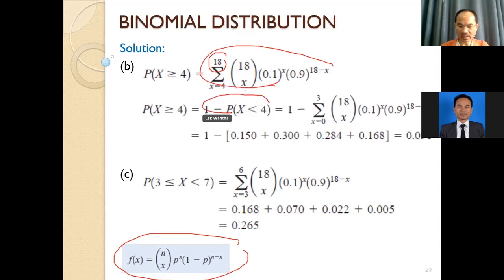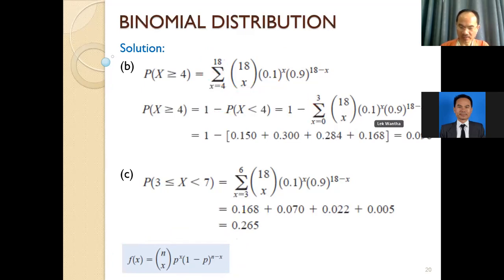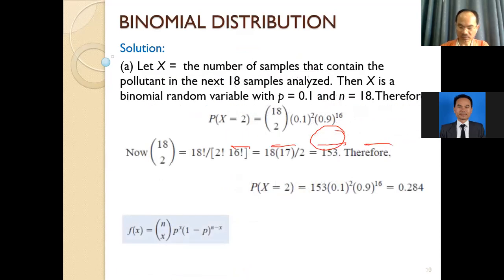For this case, it's 1 minus the summation for x equal to 0 to 3, because it's less than 4: 0, 1, 2, 3. If you use the other form, greater than or equal to 4 means 4 until 18. You can use this formula, and it's easy because you calculate only x equal to 0, 1, 2, and 3. Equal to 2, you calculated already. It's the same calculation.